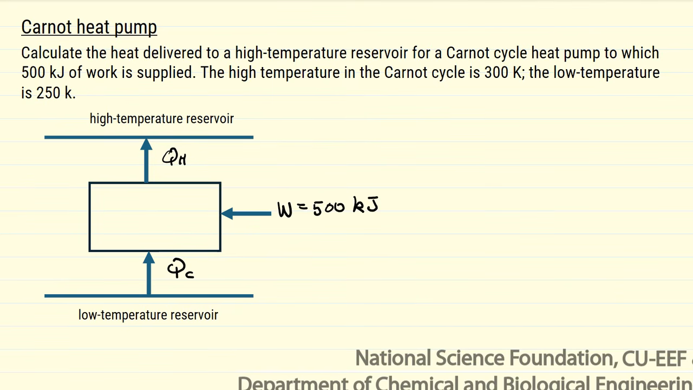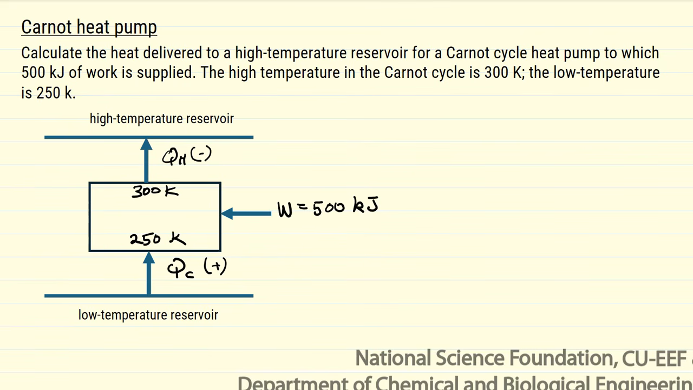And so this QC is a positive number because our system is the heat pump. This QH is a negative number, and the temperature inside the cycle, the low temperature is 250 Kelvin, and the high temperature is 300 Kelvin.